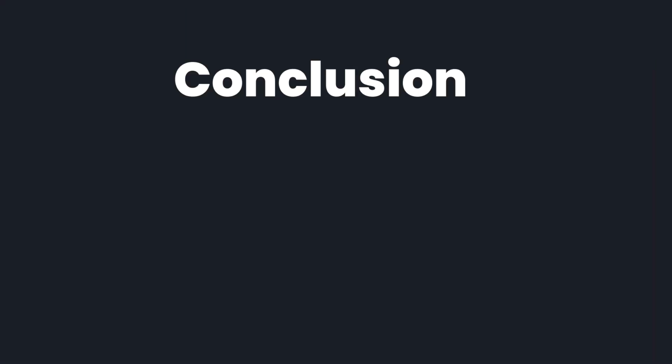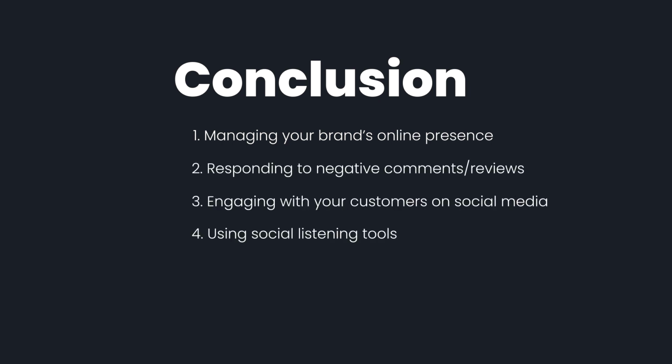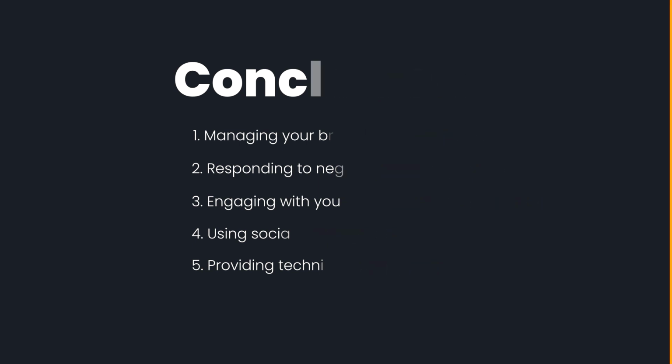Now, moving on to the conclusion of this video, managing your brand reputation with a social CRM is like having a digital assistant that takes care of your brand's online presence and reputation. By monitoring your brand's online presence, responding to negative comments, engaging with your social customers, using social listening tools, and training your team, you can protect your brand from harm and build stronger relationships with your customers. Social CRM is an invaluable tool to help you manage your brand's reputation and build a positive relationship with your customers. By understanding how to use it, you can make sure that every customer interaction is meaningful and that your brand stays at the forefront of their minds.